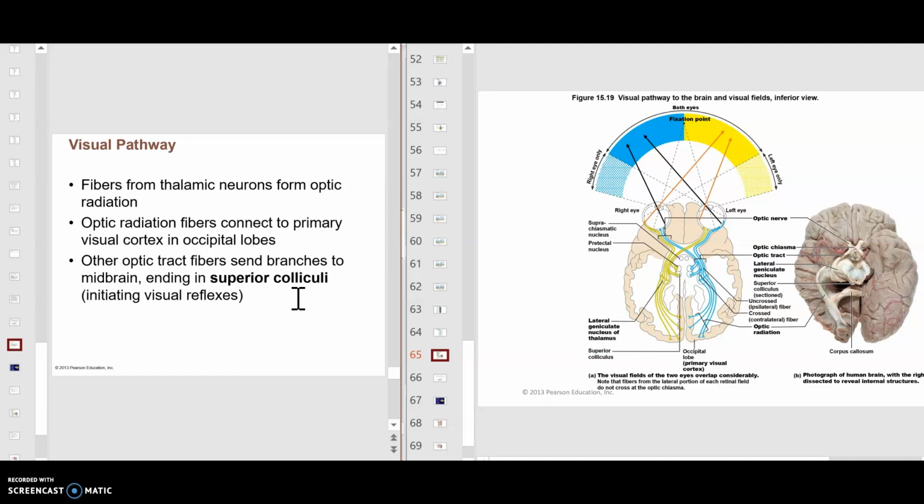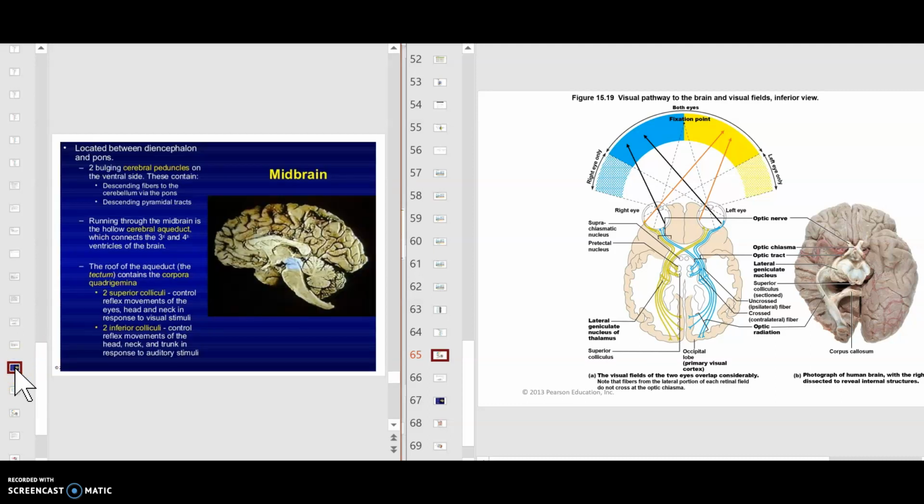There's four bodies there: the two superior colliculi and the two inferior colliculi. The superior is dealing with vision, the inferior is dealing with auditory activity. Right here is in the midbrain that you see. The roof of the cerebral aqueduct has the corpora quadrigemini. The two superior colliculi control reflex movements of the eyes, head, neck, and so forth.